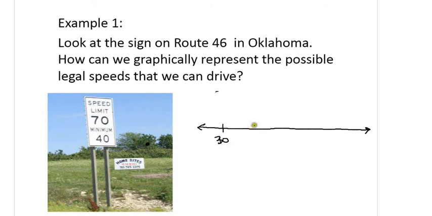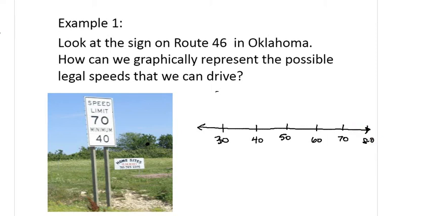These are miles per hour. So this is going to be 40 miles per hour. Here's 50. Here's 60. Here's 70. And let's say here's 80. Okay? So I'm going to switch to my red pen here.